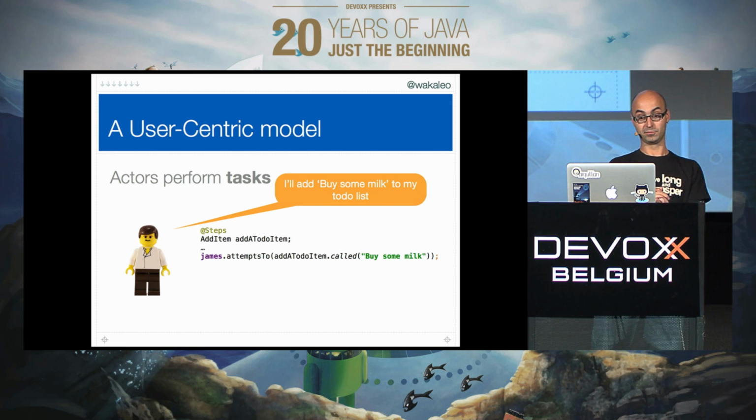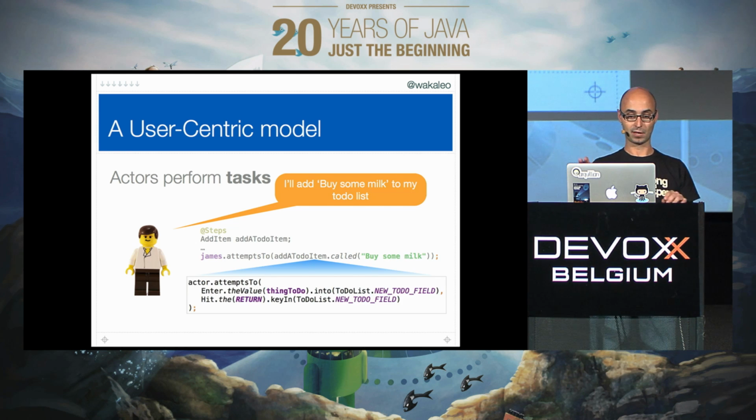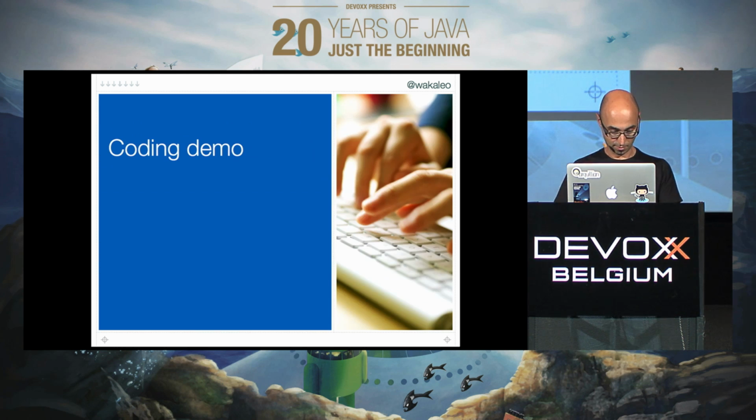Of course, James can also buy some milk, so you can put that James attempts to add a to-do item called buy some milk. And of course, this attempt to add a to-do item is like entering the value of the things to do into the list and then hitting return. At the end you still need the interaction with the browser, but in a more readable and easy way. Let me show you the same example as before, but using the journey pattern.